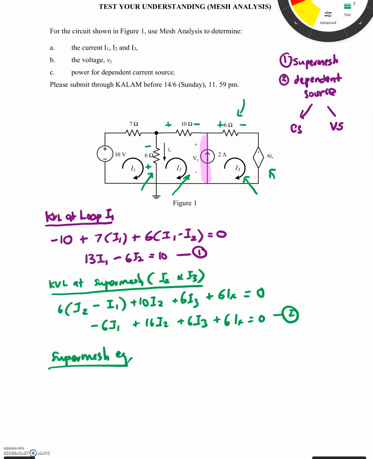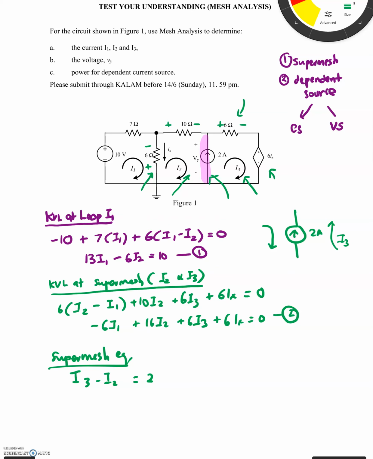Mesh equation, which is what is 2m. So I3 minus I2 is equal to 2m. You can see that this is the current 2m, and for the left side it is flowing from upper to the bottom, and for the right side I3 has the same direction as the 2m.